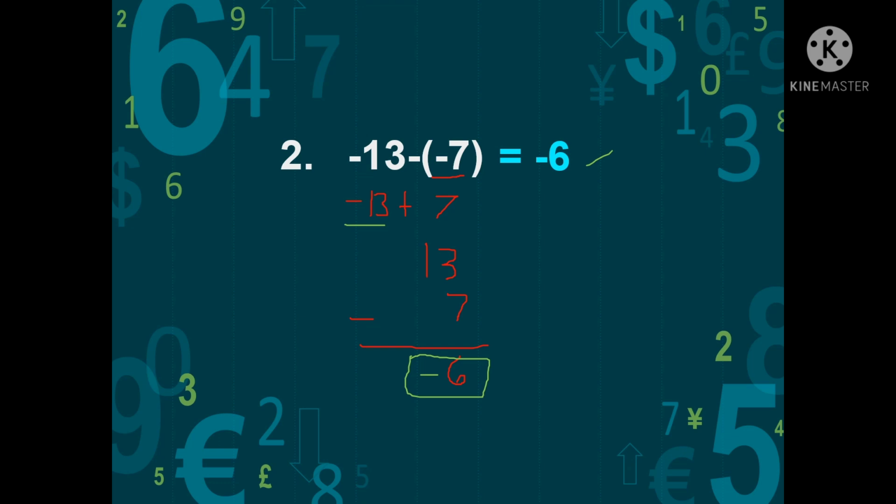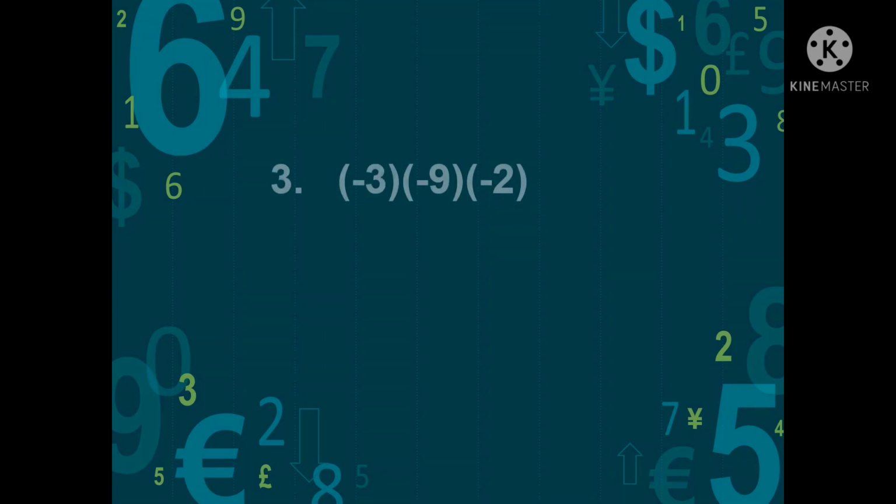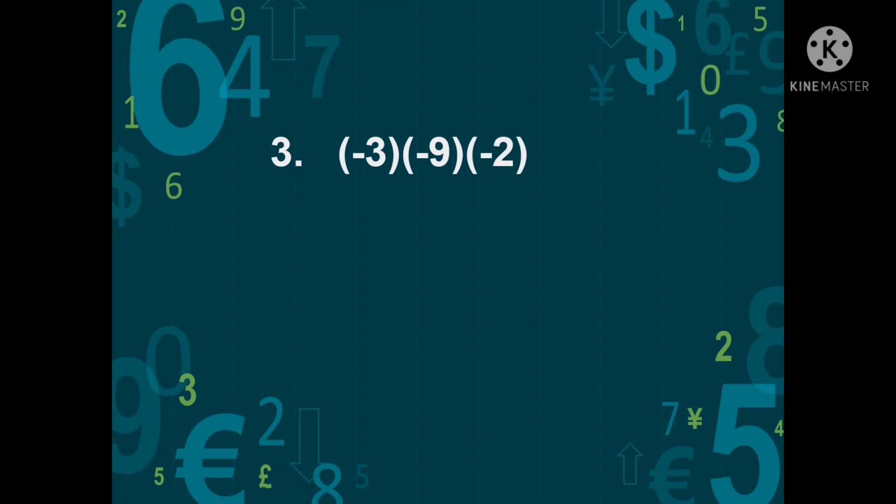Now let's proceed to number 3. We have negative 3 multiplied by negative 9 multiplied by negative 2. So first, let us multiply negative 3 and negative 9. So applying the rules of multiplication of integers, when two numbers have the same sign, we will just multiply, then give the result a positive sign. So negative 9 multiplied by negative 3, that is equal to 27. Positive 27 because they have the same sign.